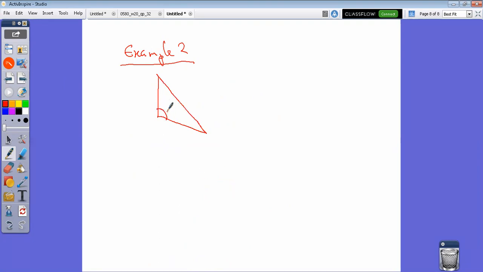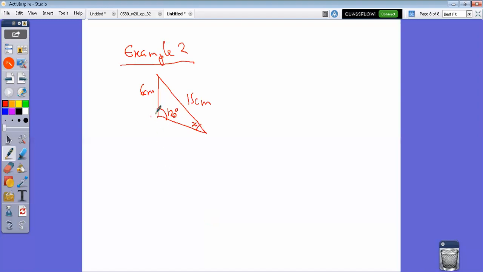So that this angle here is 120 degrees. Then this is 15 centimeters, and this is 6 centimeters. Now we want to find an angle. We are asked to find this angle here, angle X.